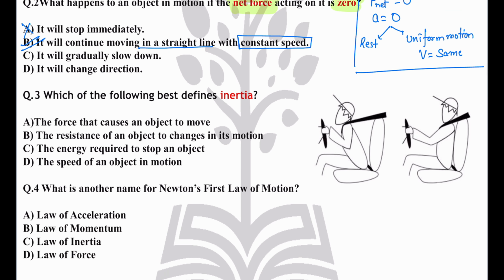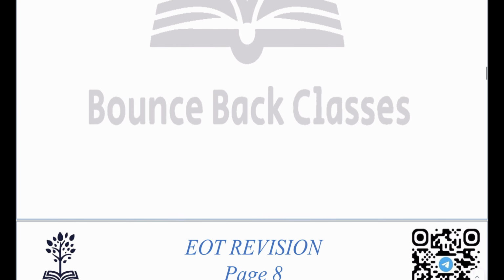Which of the following best defines inertia? Inertia, I told you, is resistance to change. So what is the resistance to change? The force, no. So B, the resistance of an object to change in its motion. Clear? Okay. What is another name of Newton's first law of motion? Same thing, I told you, the law of inertia. This is the other name. Clear? Okay. Move to the next question.